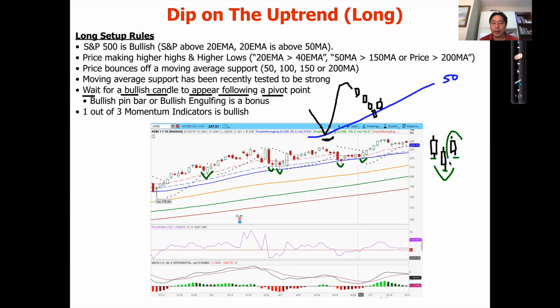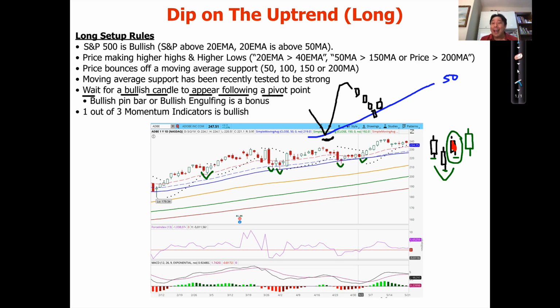So this has to be a bullish candle. If it's a bearish candle, then we wait for a bullish candle to appear. So for example, if this is a bearish candle over there, we'll say, okay, let's wait a while, and let's wait for a bullish candle to appear after the pivot point. The moment a bullish candle appears after a pivot point, we could take that entry. It tells us that, hey, it's bounced, it's going up.